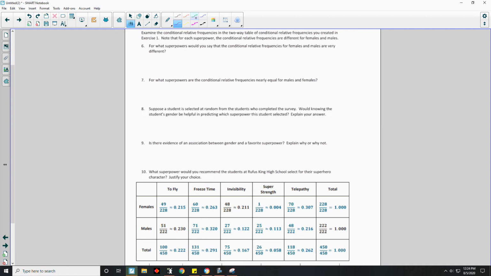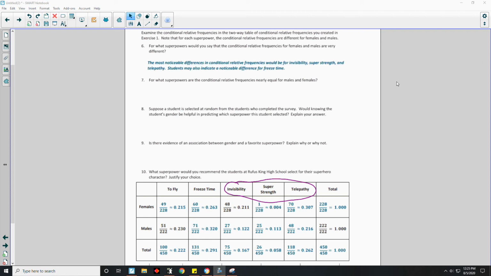Okay, so for problem number 6, we're going to compare males to females under the superpowers. So if I look at to fly, 23%, 21.5%, those are very close. So they're not very different. Freeze time, we're looking at approximately 5%, not quite. And here we're looking at about 9%. Here we're looking at about 11%. And here we're looking at about 9%. So if I were to pick, I would say these three, 9, 9, and 11%. This one was only a 5% difference, and this was only 1.5% difference.